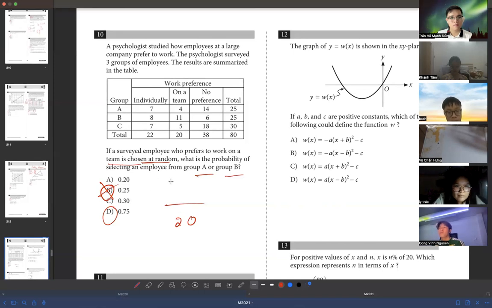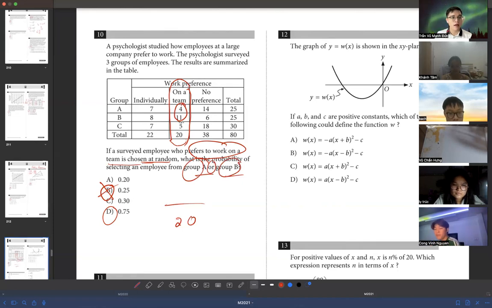the survey employee who prefers to work on a team. Yes, prefers to work on a team. So this one, right? Single out this column. And we have 20 in the denominator. What is the numerator? 15. Yes, we just add these two in because they're asking for group A or group B.